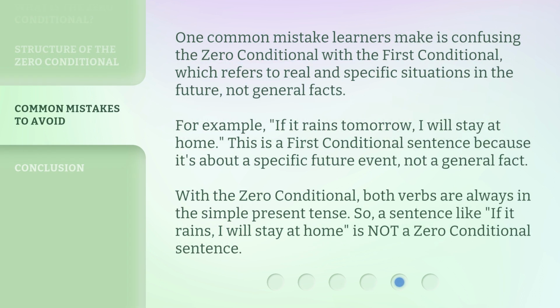One common mistake learners make is confusing the zero conditional with the first conditional, which refers to real and specific situations in the future, not general facts. For example, if it rains tomorrow, I will stay at home. This is a first conditional sentence because it's about a specific future event, not a general fact. With the zero conditional, both verbs are always in the simple present tense. So, a sentence like, if it rains, I will stay at home, is not a zero conditional sentence.